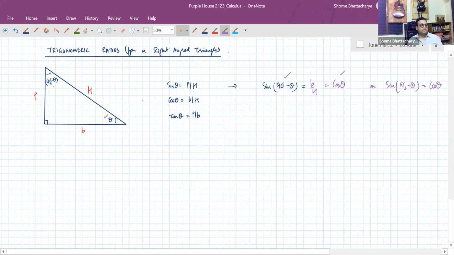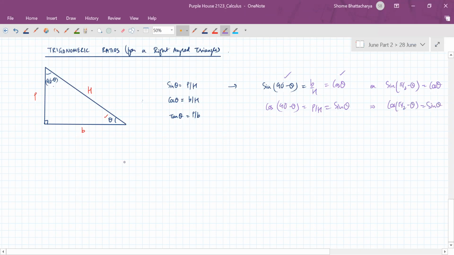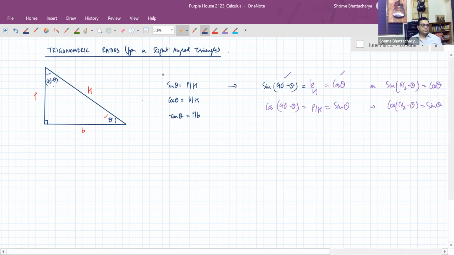Similarly, you can also see for this angle, the cos will be the same side, that is p divided by h. So cos of 90 degrees minus theta will be equal to p by h, which is also sine theta. So we have this other identity that cos of pi by 2 minus theta is equal to sine theta. And similarly, there's one for cot also, but I'm not getting into that. That's not too important.